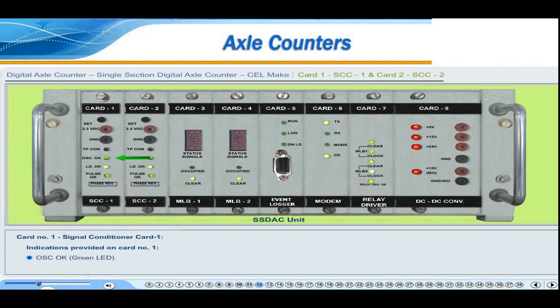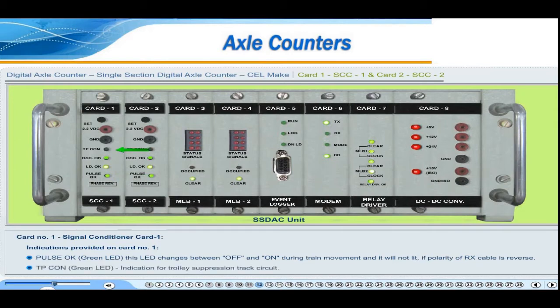OSC OK, green LED. LD OK, green LED, lit when level of received signal is OK. Pulse OK, green LED. This LED changes between off and on during train movement, and it will not light if polarity of RX cable is reversed. TPCON, green LED indication for trolley suppression track circuit.